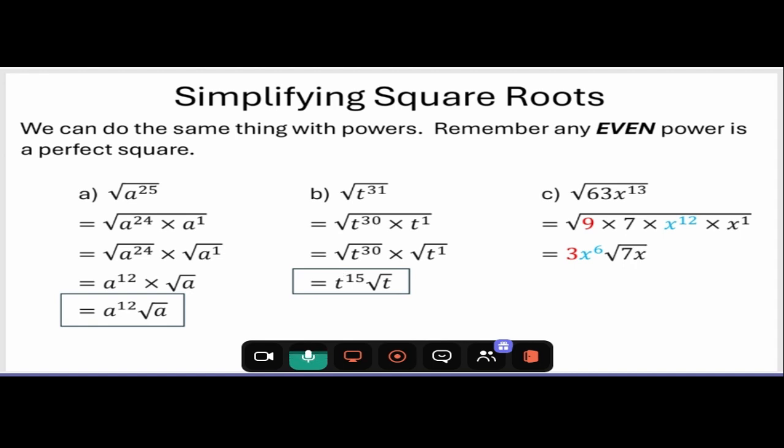And the other stuff is stuck in behind there, the 7 and the x to the power of 1, which we don't bother to write, we just write x. So there is your answer, 3x to the 6th times the square root of 7x.